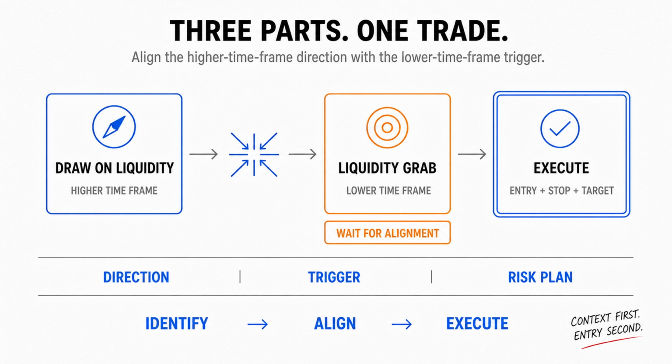On the higher time frame, key liquidity levels are identified and a clear draw on liquidity is defined. From there, we move down to the lower time frame. At that level, the goal is to spot a liquidity grab that aligns with the direction of the draw on liquidity. Once that occurs, the trade is executed, and both the target and stop loss are set accordingly.